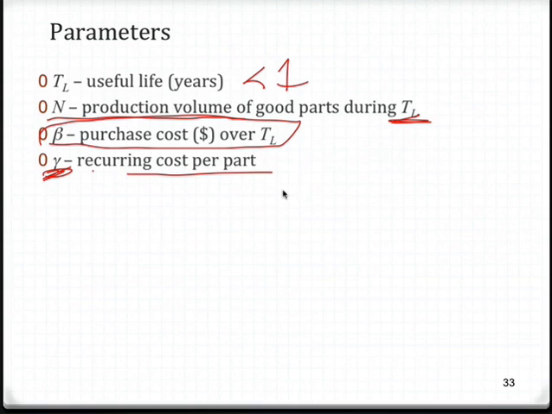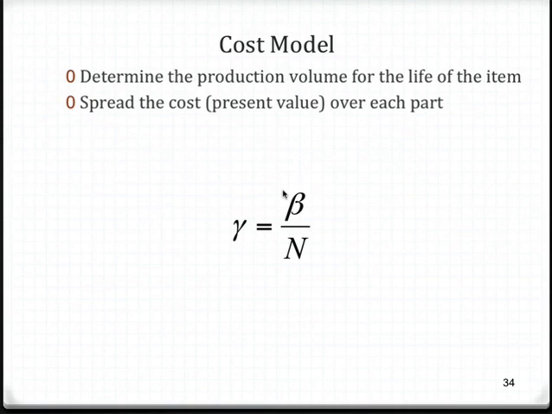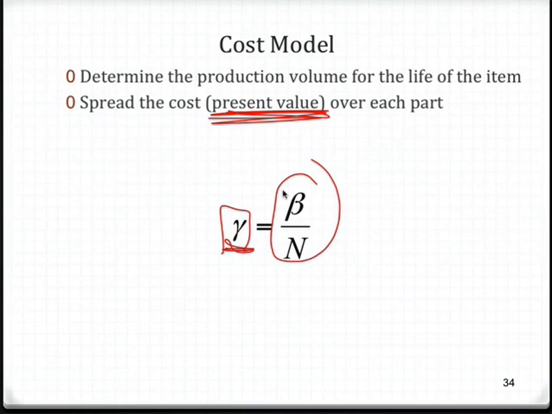And then we can add that in with the non-recurring costs. So here's our cost model. We have gamma equals beta over N. Again, very simple. Spread beta over future production. And of course, as always, we would only consider the present value of beta in terms of spreading that cost. So now we have a simple expression for the recurring costs in terms of cost per part.